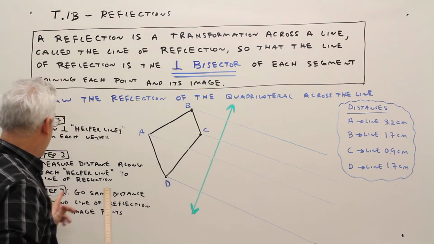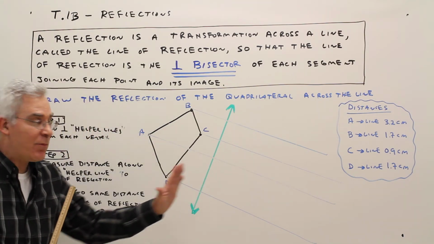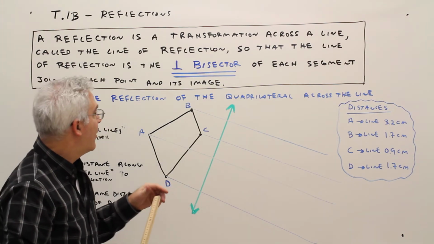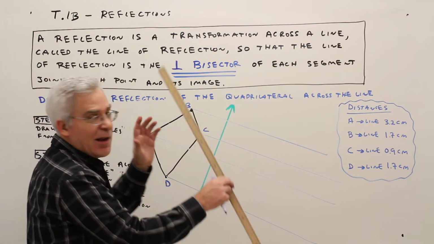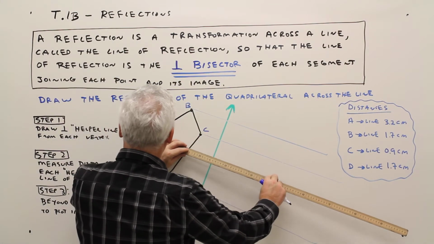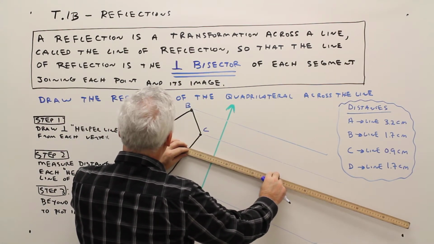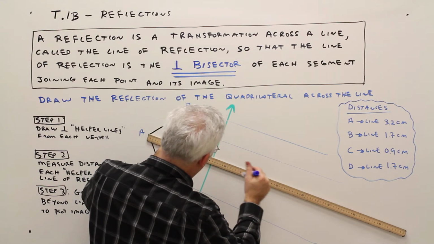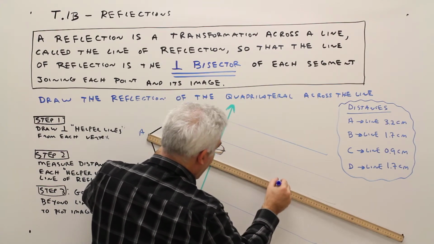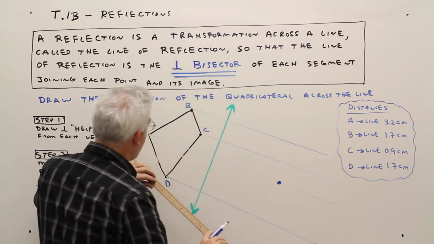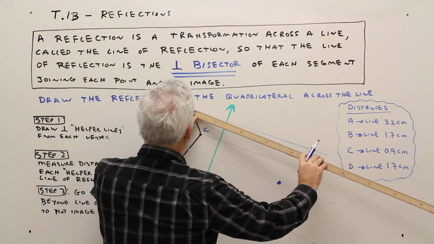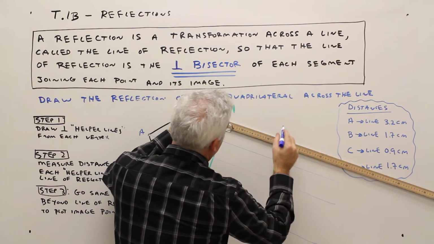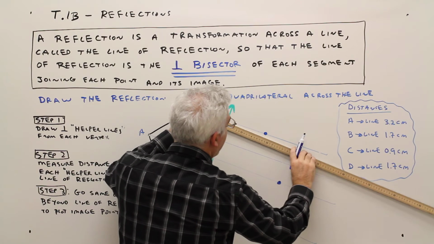Then all you want to do for step three is go that same distance beyond the line of reflection along the helper line. So I'll start with A. Again, my measurements will be slightly different. So pretending this is 3.2, on mine it's right about there. So going beyond. For B it was 1.7. Again, on mine it's slightly different. It's going to be right there.